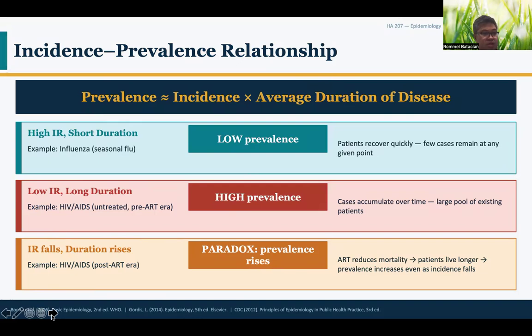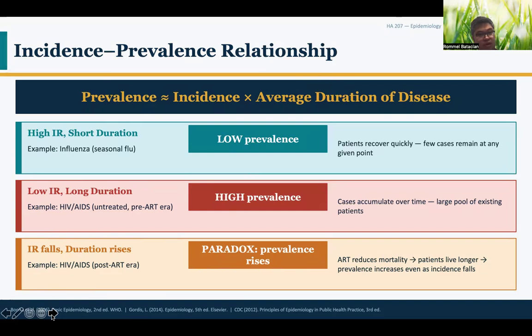So now let's look conceptually at the incidence-prevalence relationship, and how they are mathematically and practically linked. The key relationship here is that prevalence is approximately incidence times the average duration of disease. So there is a profound implication here. Let's look at three scenarios.